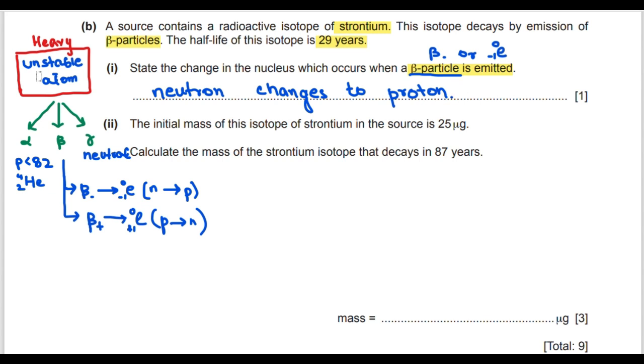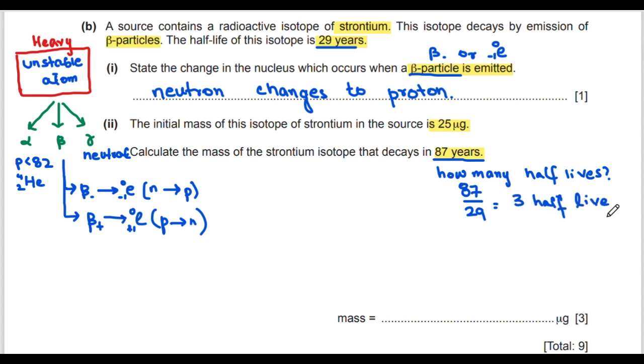Second part says the initial mass of an isotope of strontium is 25 microgram. Calculate the mass of strontium isotope that decays in 87 years. So first thing is how many half-lives are there in 87 years? So you know that the half-life of strontium is 29 years. So 87 divided by 29 is 3. That means in 87 years we have 3 half-lives.